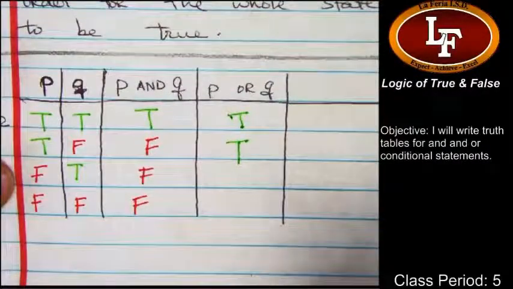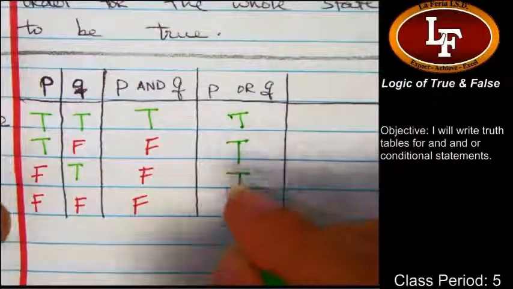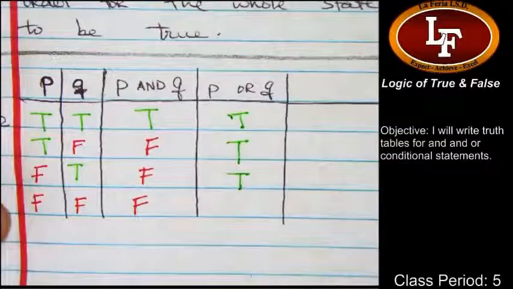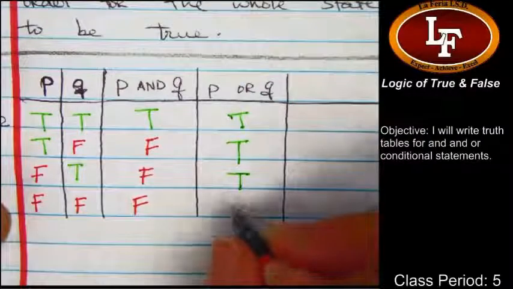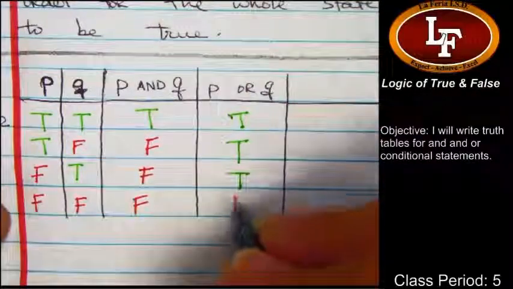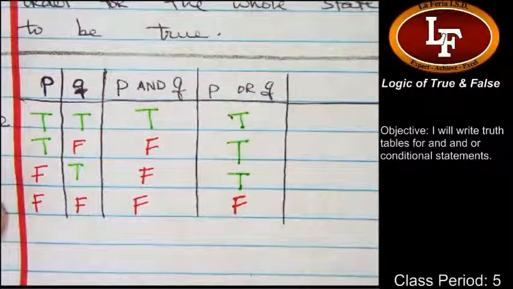P is false, Q is true. P or Q is? P is false, Q is false. P or Q is? False.